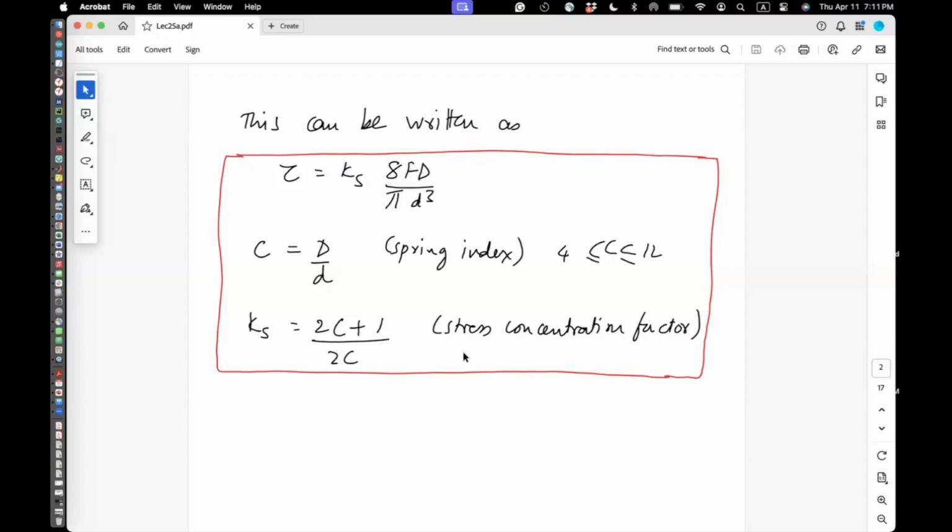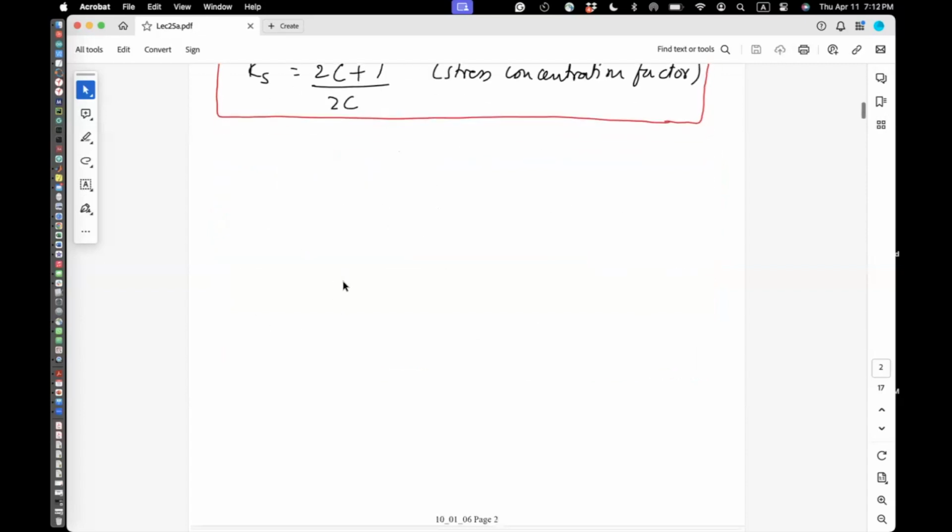Here Ks is the stress concentration factor, or shear stress factor. It is given as 2c plus 1 divided by 2c, and c is basically the spring index. It's capital D divided by small d.